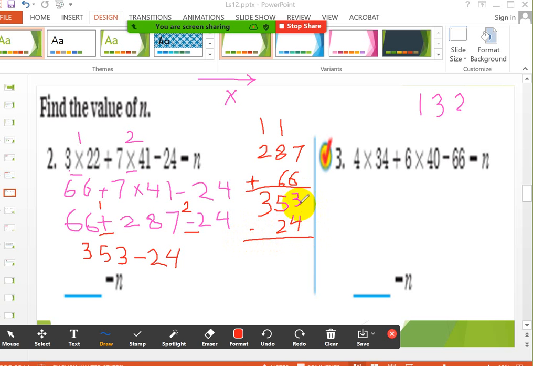3 minus 4, I have to borrow from the 5. It will be 4. And I will put the 1 next to the 3, so it will be 13. 13 minus 4, count from 4 to 13, it will be 9. 4 minus 2 equals 2. And the 3, there is no hundreds, so it will be 329. This is the final answer.